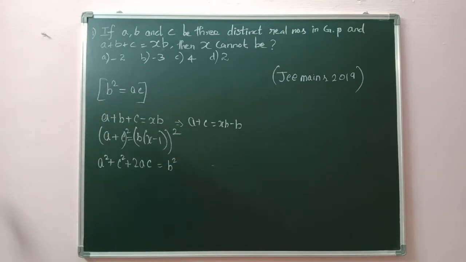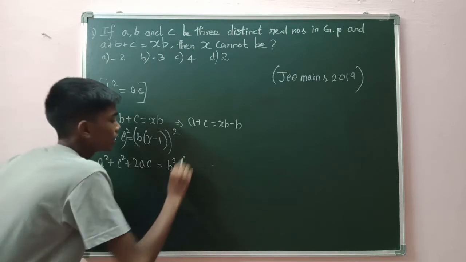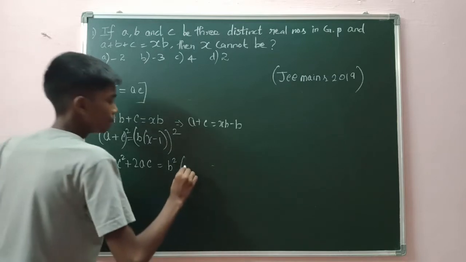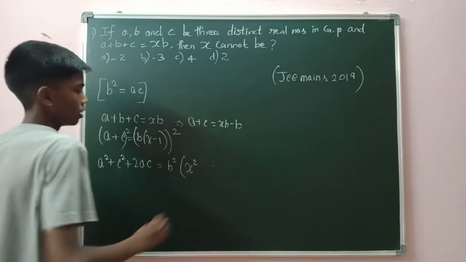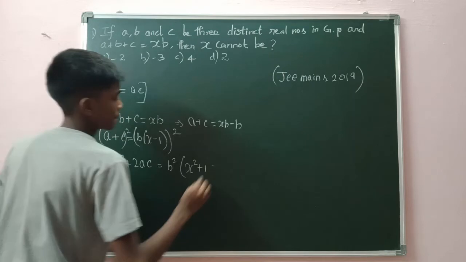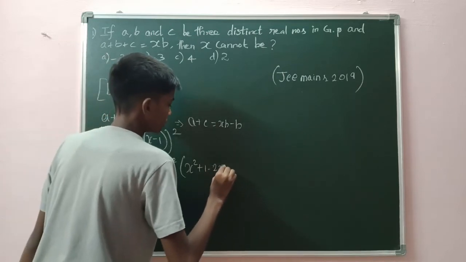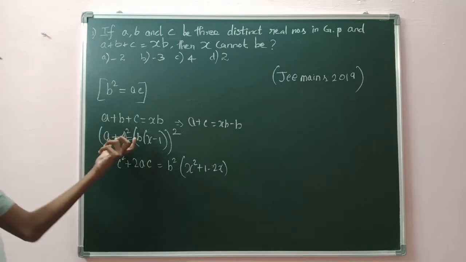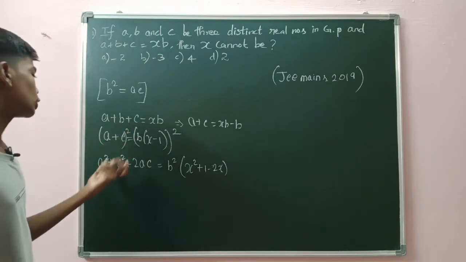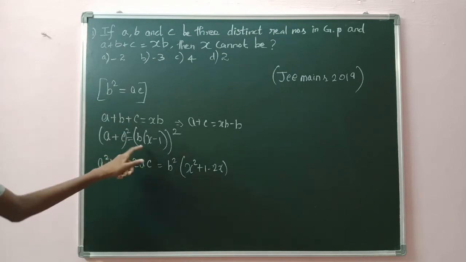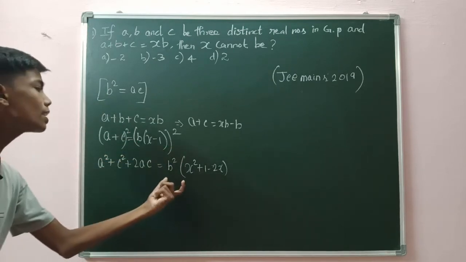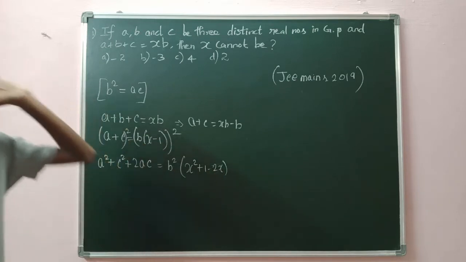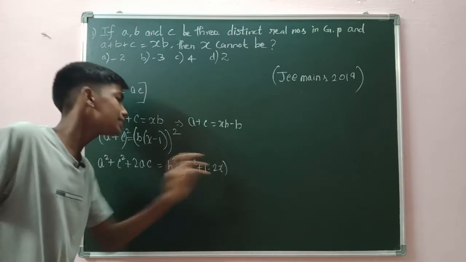B into X minus 1 whole square is B square into X minus 1 whole square. What will be X minus 1 whole square? Your X minus 1 whole square will be X square plus 1 minus 2x. Correct? This is something you will be left with when you solve this particular equation. A plus C whole square is A square plus C square plus 2AC, and B into X minus 1 whole square will be B square into X minus 1 whole square. Solve your X minus 1 whole square using your A minus B whole square identity. That will be A square plus B square minus 2AB.